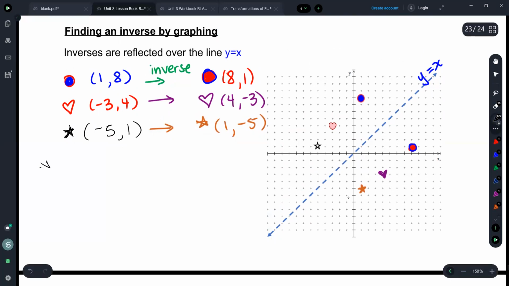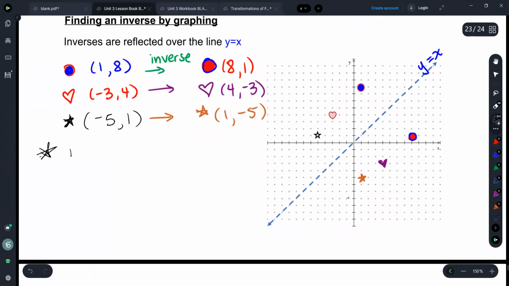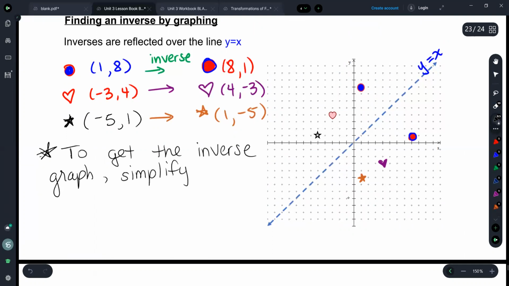So to get the inverse, let's make ourselves a note here. To get the inverse function, or the inverse graph, I should say, simply swap the x and y coordinates.